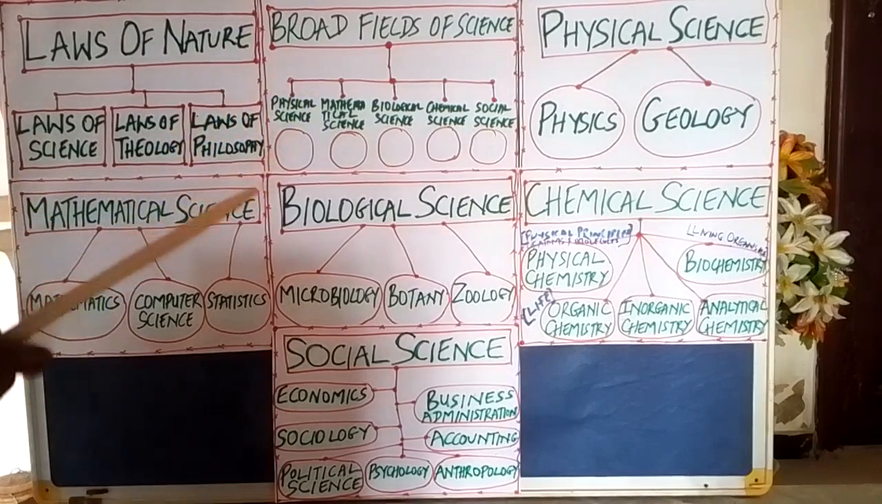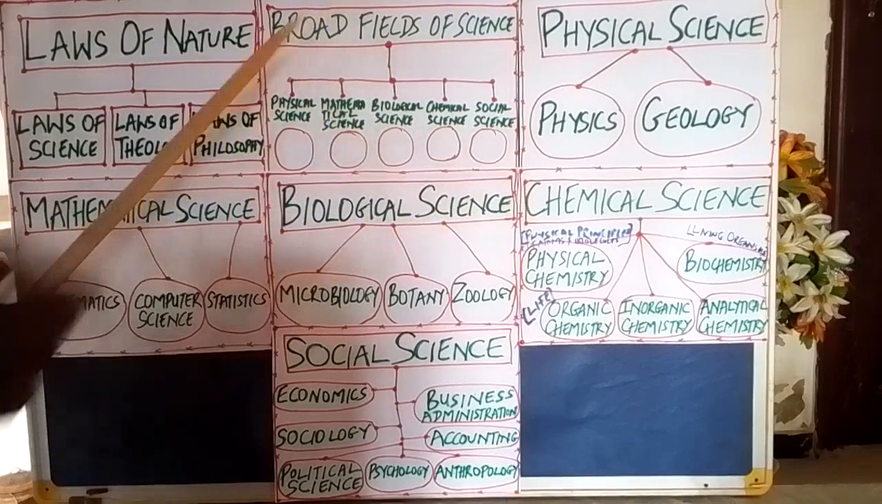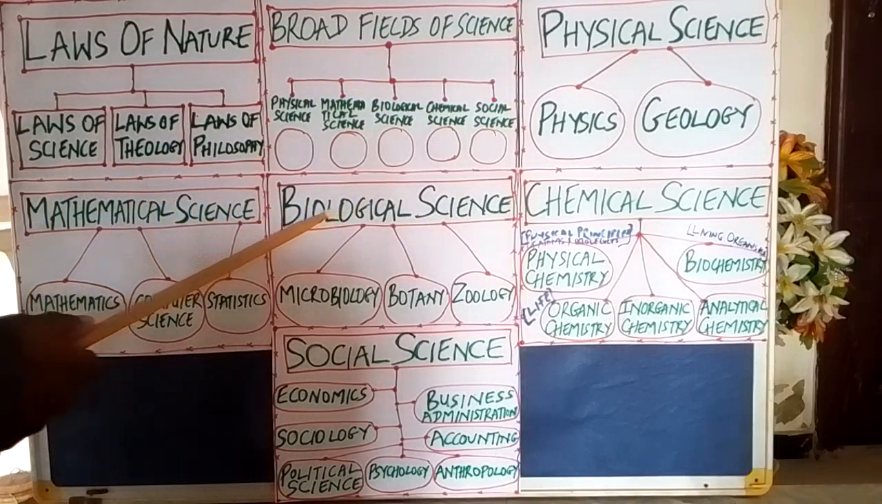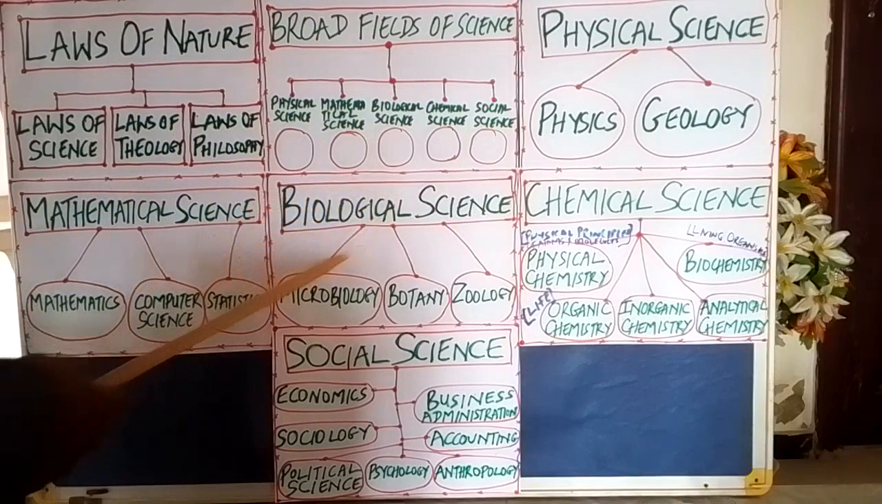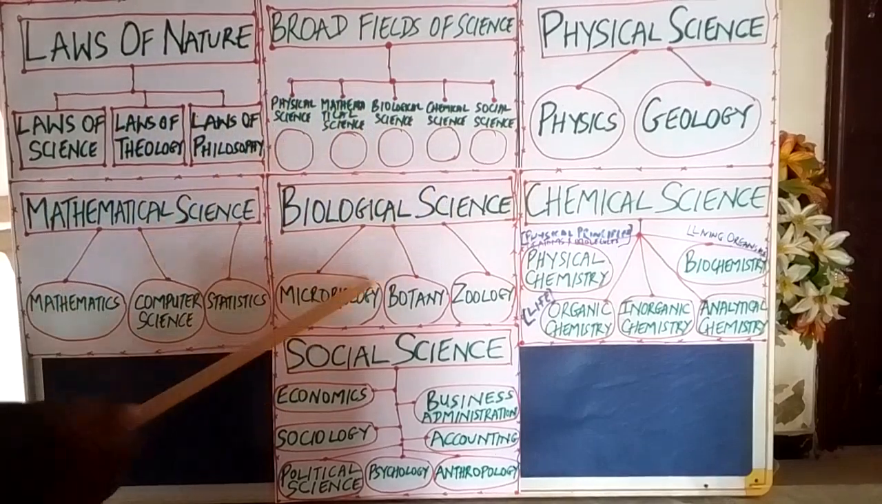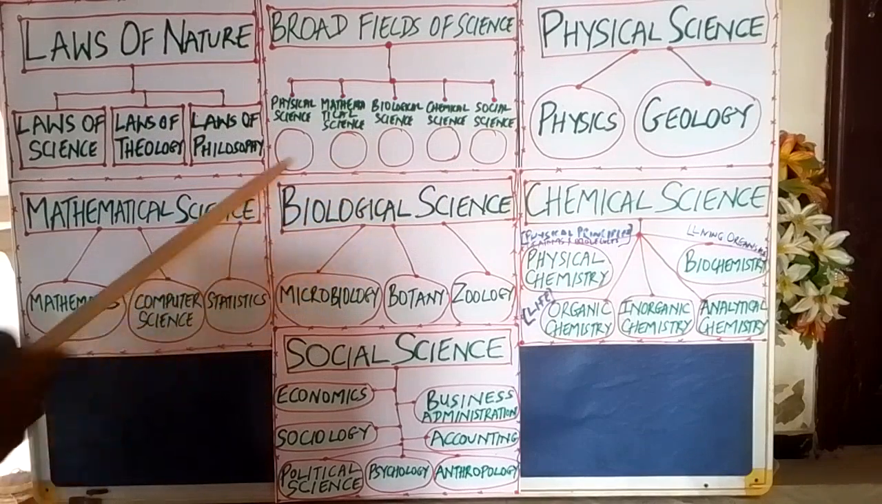Okay. Then, mentioning mathematical science, we can now move to the next, which is the biological science. As the name implies, you can see the biology. Biology talks about living things, the study of living things. So for biological science, we can talk about some of the traditional areas of biological science.